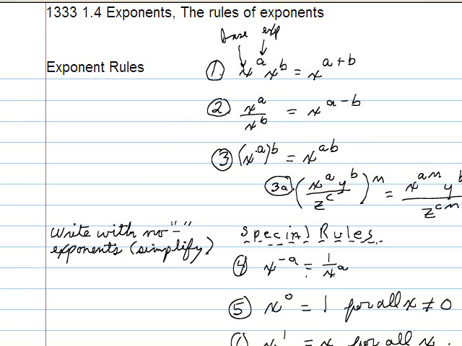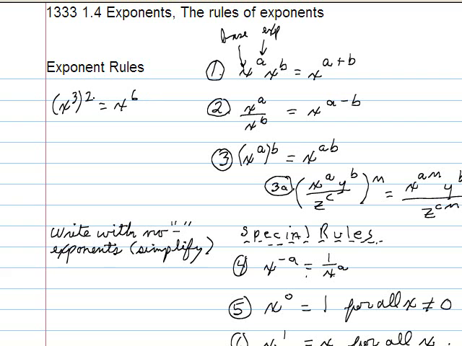Let's go on to the third example. Suppose you had an exponential itself raised to a power. How would you handle that? Well, in Rule 3, you would just multiply the power by the exponent. So if I had x cubed and I squared it, I should just get x to the 2 times 3, or x to the 6. That's what the rule says.